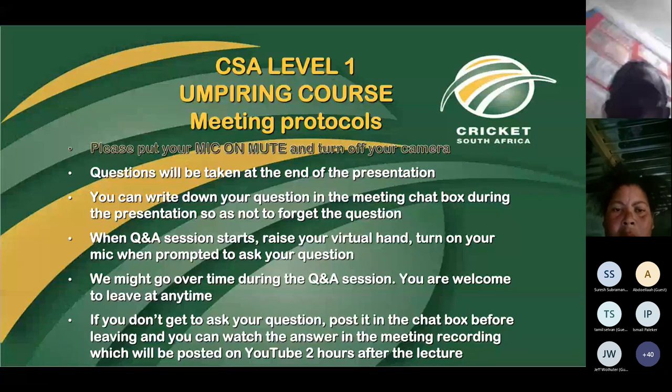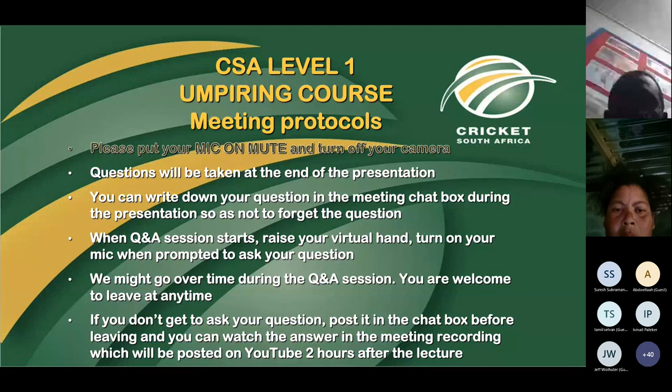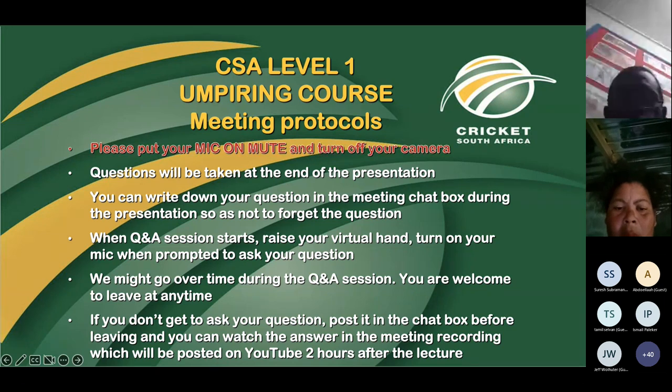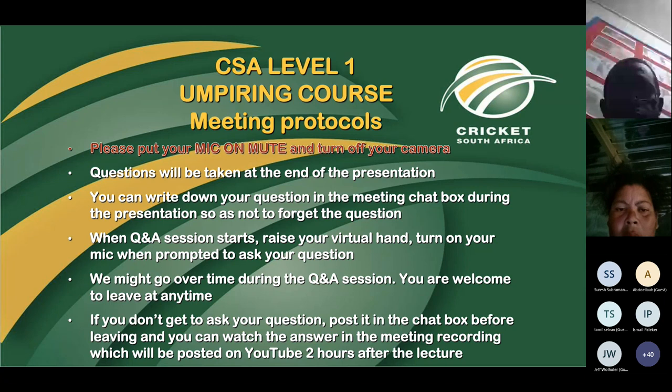Please just bear with me while I mute everybody's microphones. Right, so those are the meeting protocols. Flashing in red is the muting of the microphone, please.